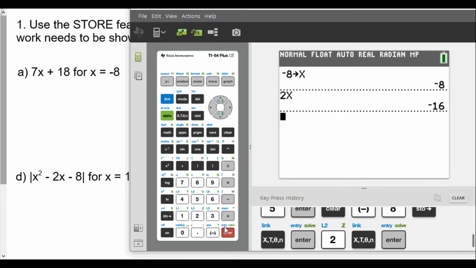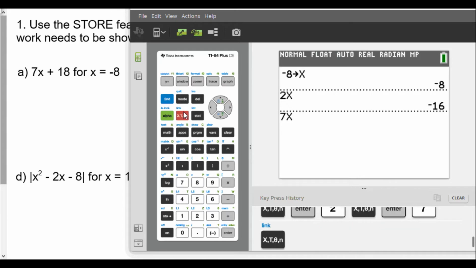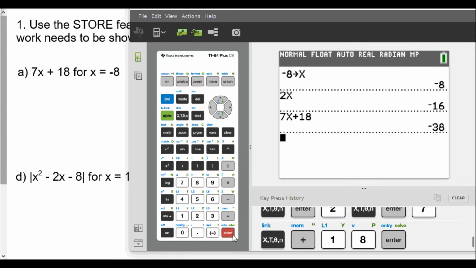So for question A, if x equals -8, 7x plus 18, so we'll do 7x plus 18 and enter. Now we have -38. This is kind of nice, but the store function is really important if we have a very complex number that we've calculated and want to use later on. We do this in calculus. We come up with a crazy number that we then use in a later part of the problem as well. Okay, so that's the first one.